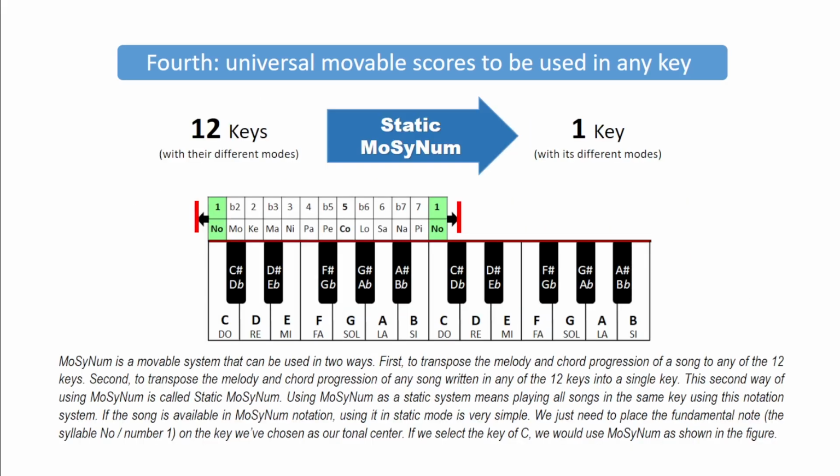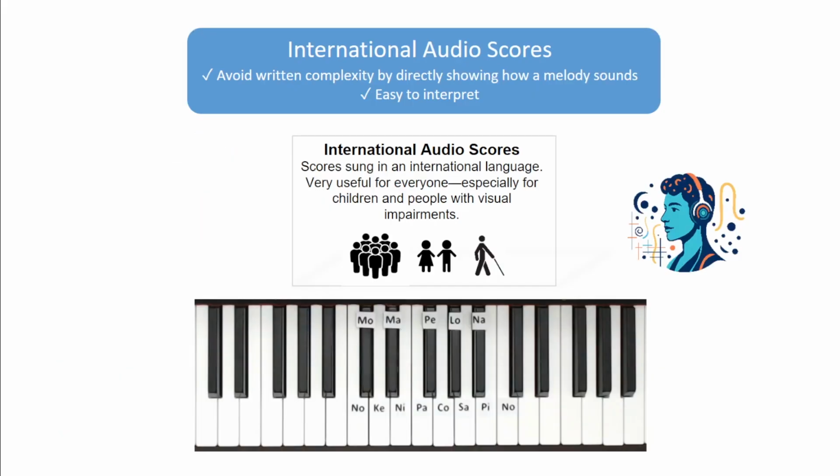MoSyNum's movable features can also be used to play all MoSyNum scores in a single key, regardless of the song's original key. This method, called static MoSyNum, offers huge benefits in educational settings. With this method, all songs can be played using just one musical language instead of 12. Perhaps the most important innovation is that MoSyNum allows us, for the first time, to generate real-time international audio scores.